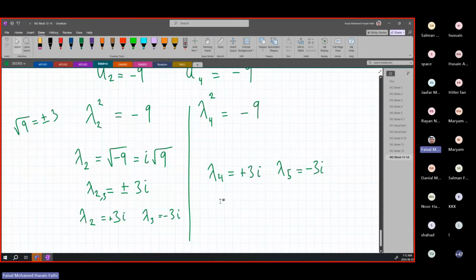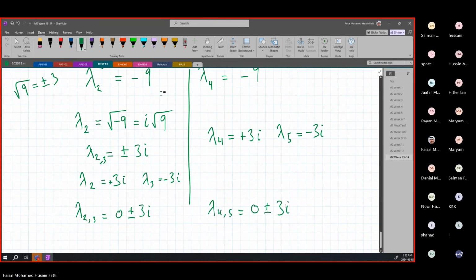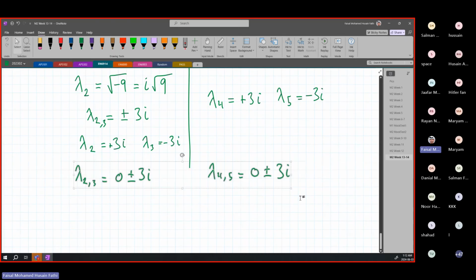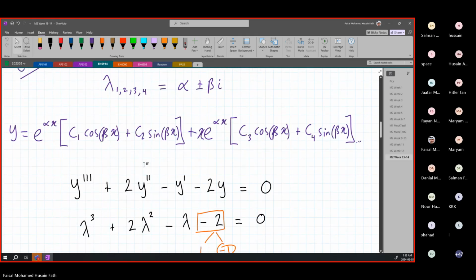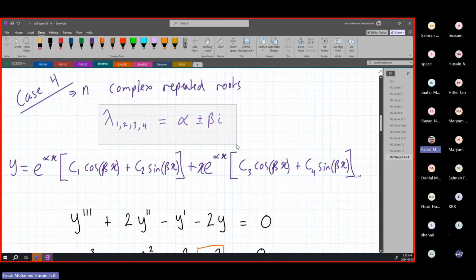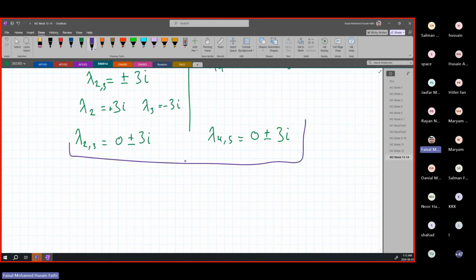In other words, you can write it as lambda 2, 3 is equal to 0 plus or minus 3i and lambda 4, 5 is equal to 0 plus or minus 3i. So what is this? This is a repeated complex root, which was the last new case that we looked at. We have the same exact values for alpha and beta for both, but they are repeated. So this is case 4. This is how you will find your case 4. This is the application of case 4.